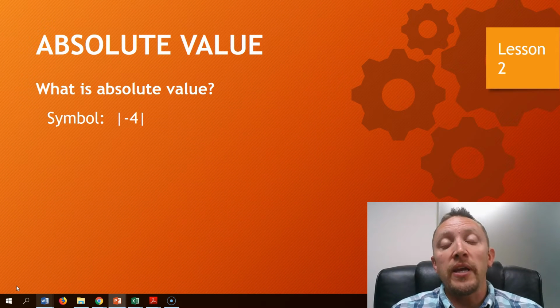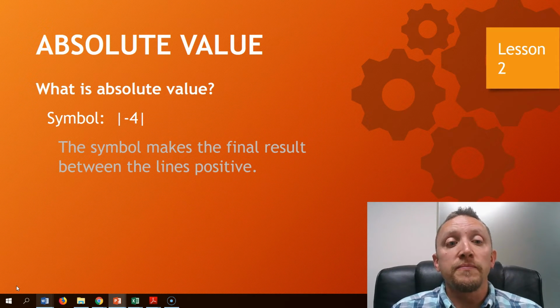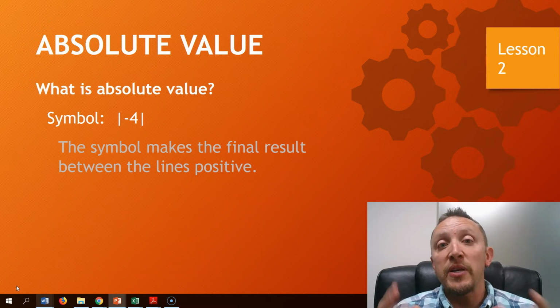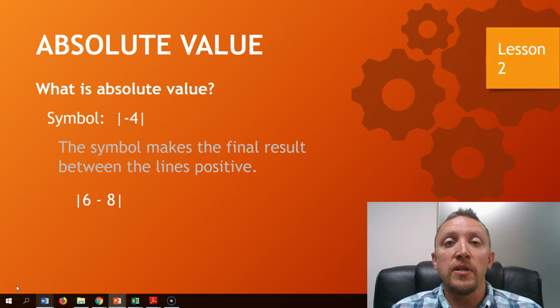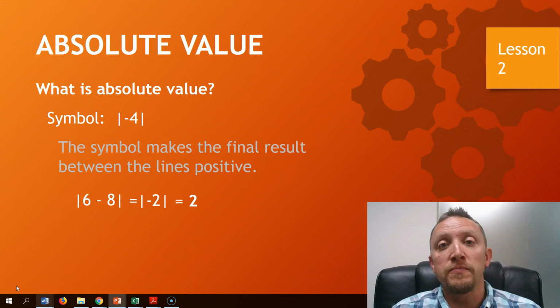So for example, the absolute value of -4, the symbol makes the answer positive, so it'd become +4. So if I had inside of absolute value a grouping symbol, 6 minus 8? Well, we would first do inside the grouping symbol first. So we'd take 6 minus 8, and we would get negative 2 as our answer. And the absolute value of negative 2 would be positive 2.